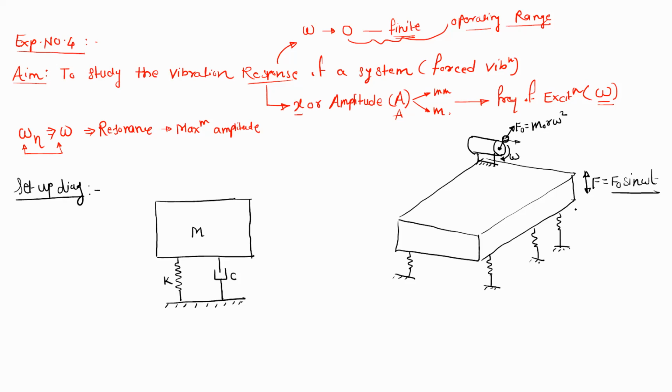So this is the schematic model for this system. This is a physical system, that is a vibratory conveyor, and this is the equivalent model, that is a vibration model.